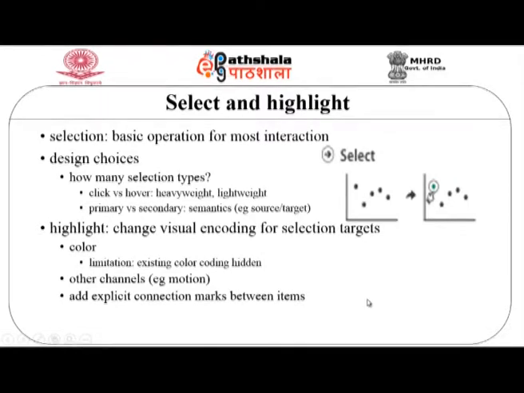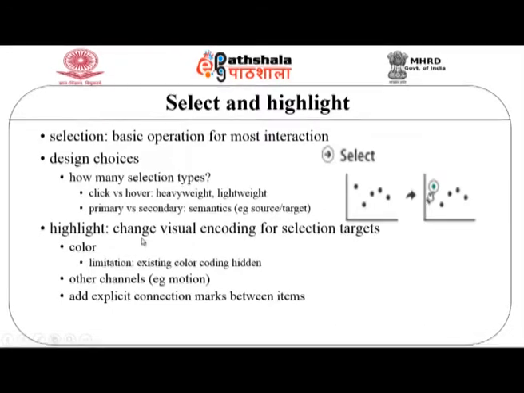Selecting and highlighting a particular component. The selection is a basic operation for most interaction. So there are various design choices in that. How many selection types are there? There are click versus hovering selection types. Heavyweight versus lightweight. Primary versus secondary selection types, where the semantics is also associated with it, which is a source or the target.